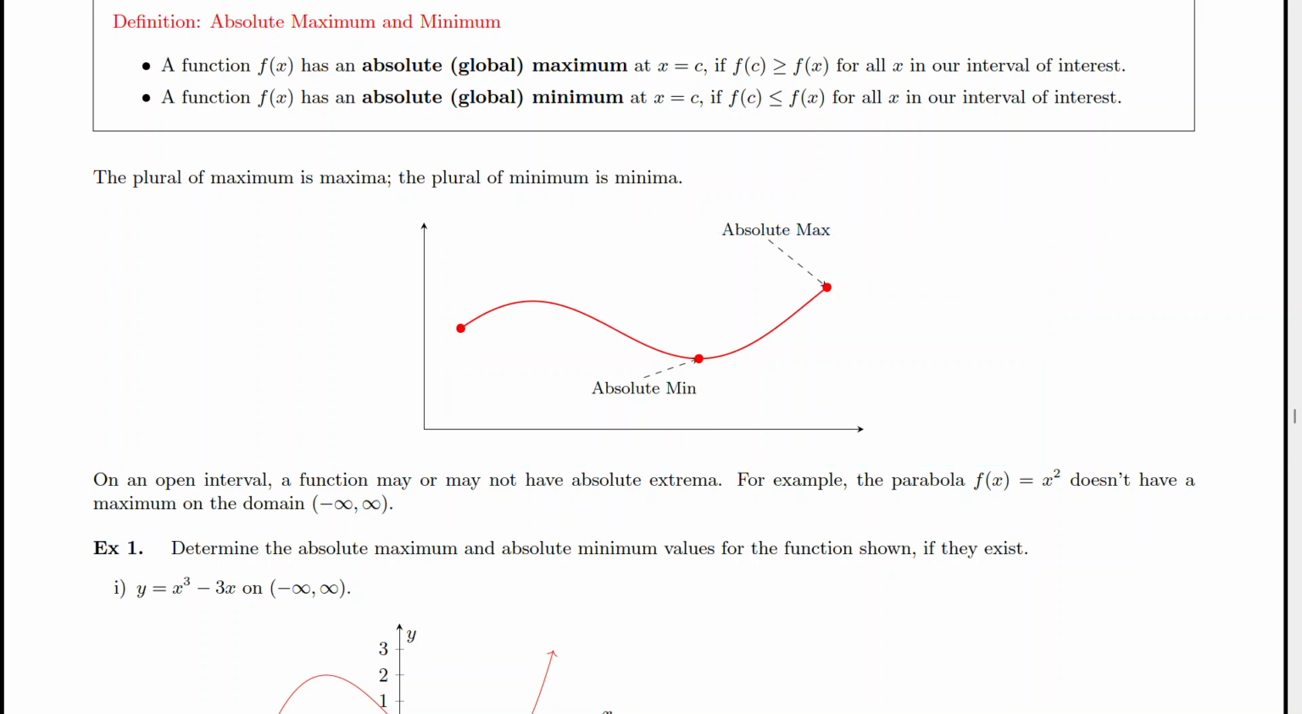Now, does every function have to have an absolute maximum and minimum? The answer is no. For example, if you look at the function f of x equals x squared, this function will have a minimum, but it doesn't have a maximum, because the function looks like a parabola, and the lowest point is the place where x equals 0. So this is the absolute minimum, but the function will not have an absolute maximum on the interval from negative infinity to positive infinity.